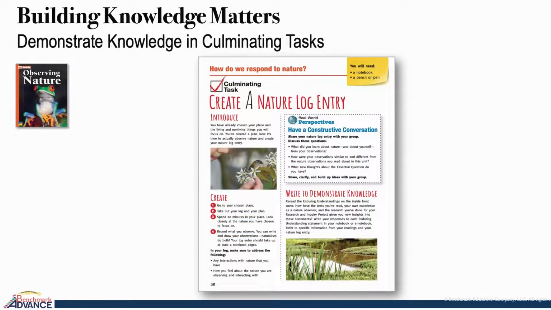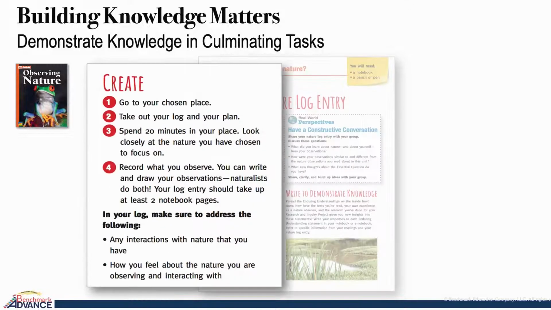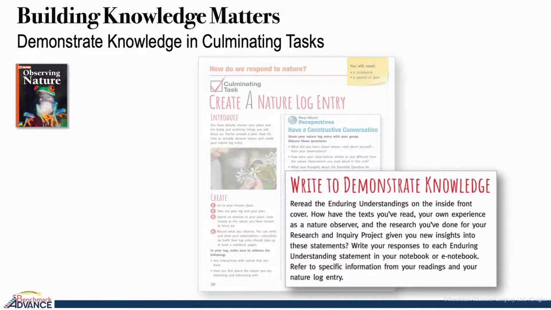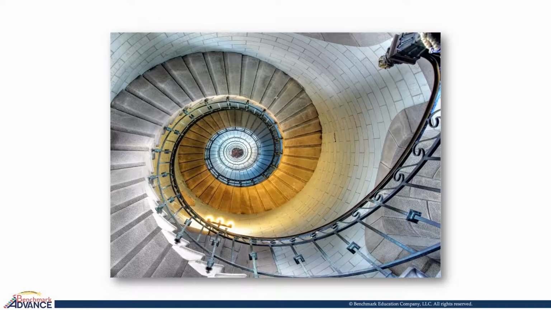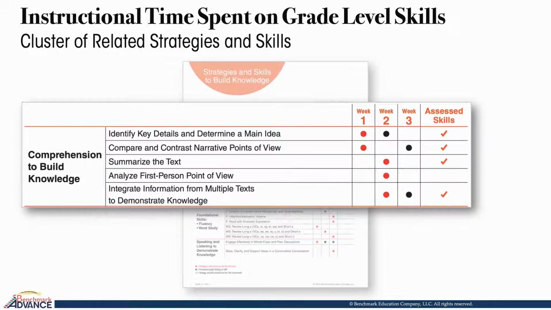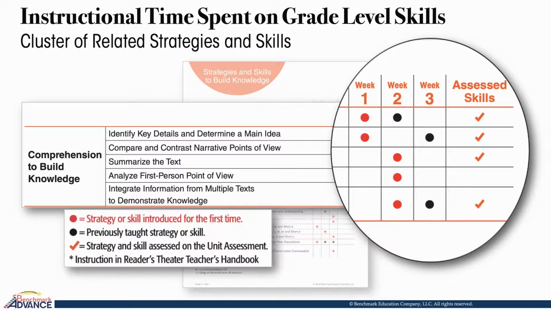By the end of the unit, students demonstrate understanding through a culminating task, which includes constructive conversations connected to real-world perspectives and writing. Just as knowledge spirals throughout the unit, the same happens as we teach the standards. Benchmark Advance teaches a cluster of related skills and standards across each 3-week unit. The red dot shows where each skill is introduced, and the black dot shows where we spiral back to revisit skills across the unit as students transfer learning to new texts.